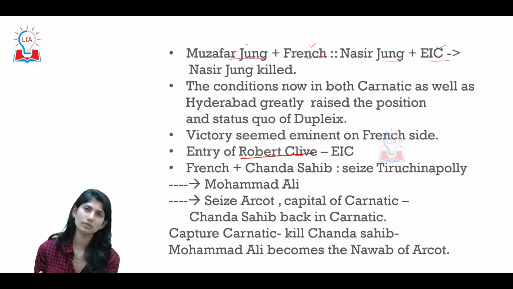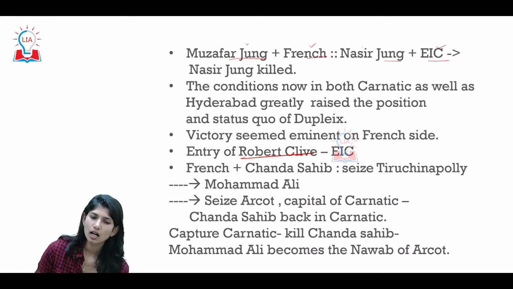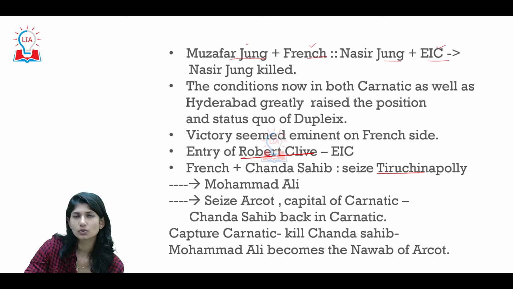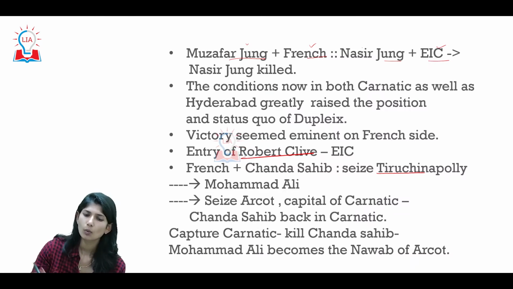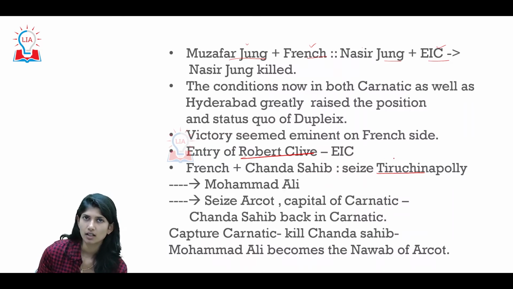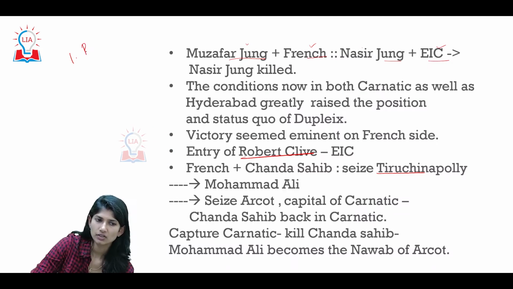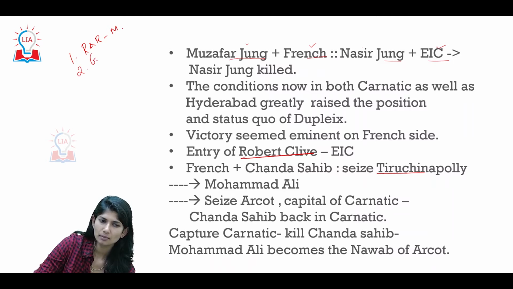Now he comes up with a plan. He comes up with a plan stating that let's seize Tiruchirappalli. That is, let's reduce some pressure that is there on Tiruchirappalli. Why Tiruchirappalli? Because Anwaruddin's son Muhammad Ali has fled here. Now they have twofold aspects. One is rescue and release Muhammad Ali. Second thing, gain back Carnatic.